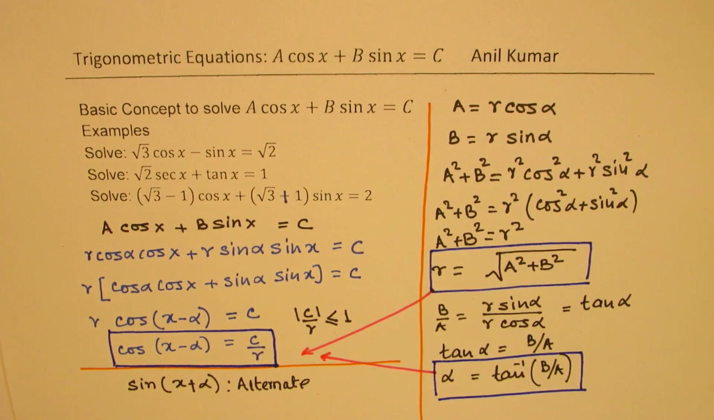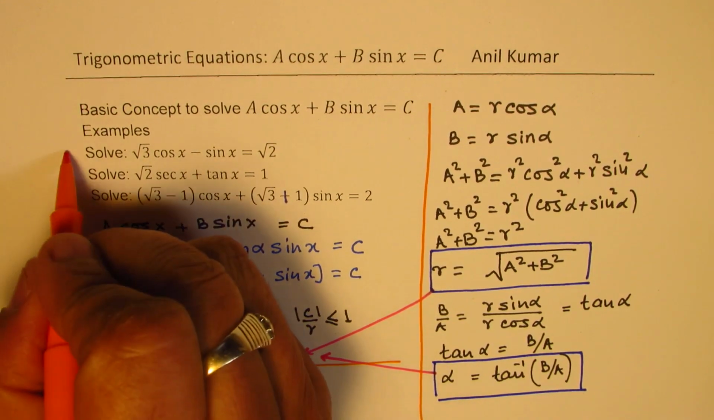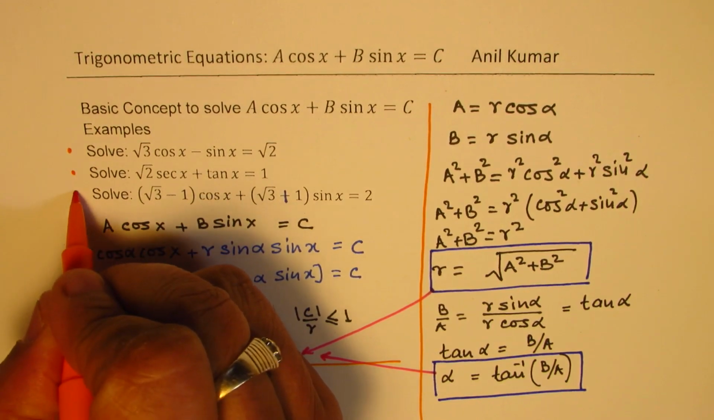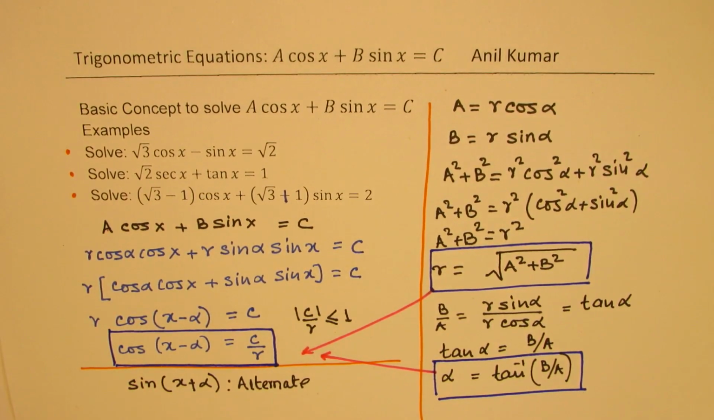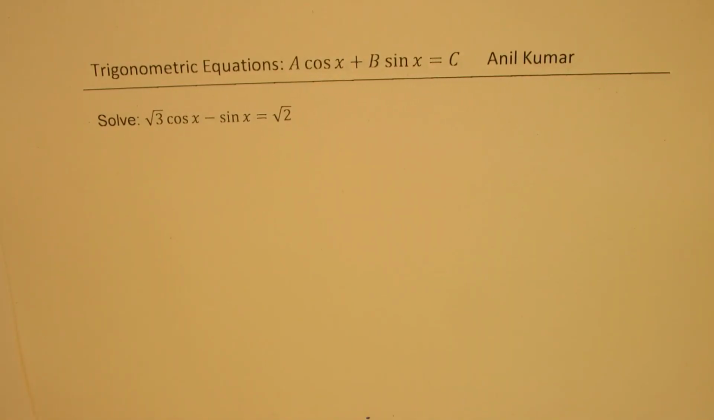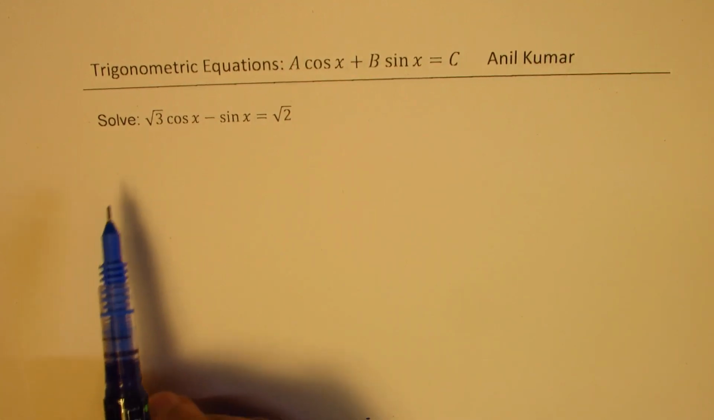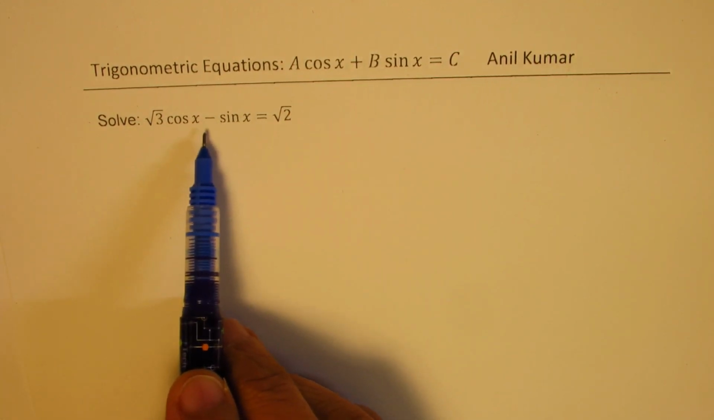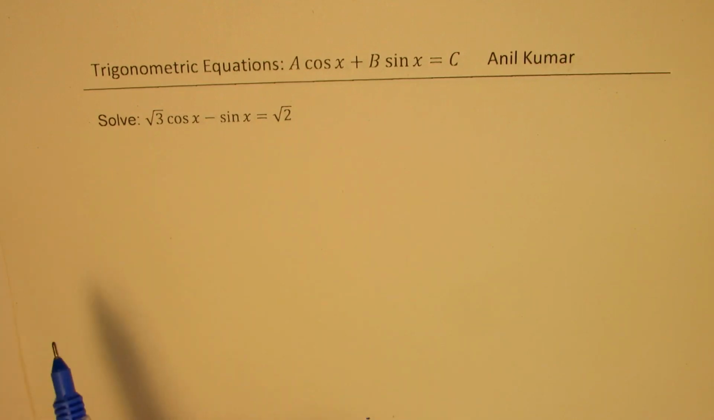So now we are going to adopt this strategy and solve these three questions one by one. So let's see how to do it. I hope the concept is clear, right? Now let us see how to solve this kind of equation. Square root of 3 cos x minus sin x equals square root of 2.